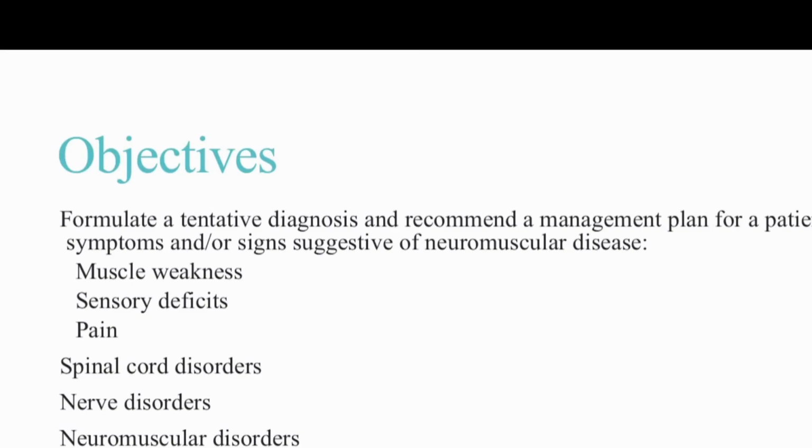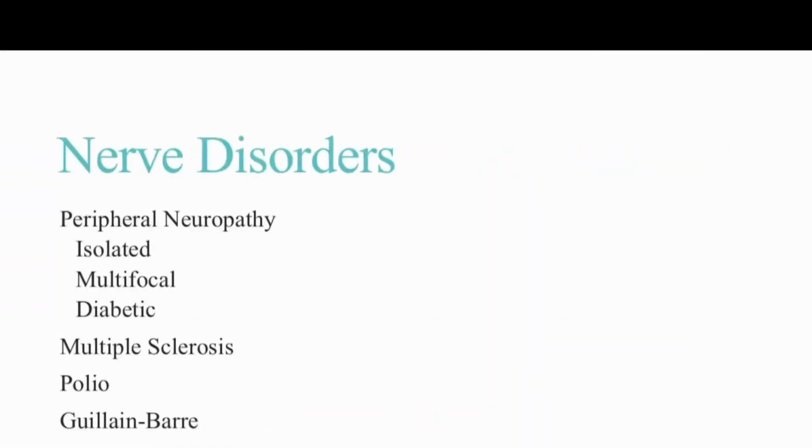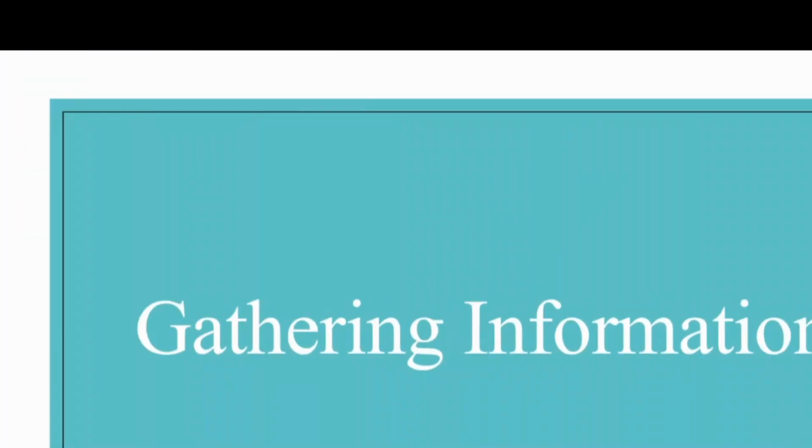As I mentioned last week, when you're doing neuro, you've got to figure out: is this a brain problem, spinal cord, peripheral nerve, or muscle? That's what we'll be doing today. We'll start with some spinal cord disorders, some nerve disorders, isolated neuropathies, multifocal neuropathies, multiple sclerosis, polio, Guillain-Barré, and so on. And then finally, our neuromuscular disorders and our muscle disorders.